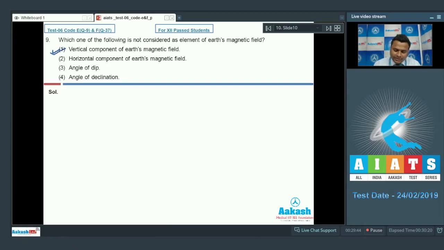So we will go with this option. Option number 2, horizontal component. Yes, this is the element of Earth's magnetic field. Option number 3, angle of dip. Yes, this is also element of Earth's magnetic field. Fourth one is also an element of Earth's magnetic field. So we can say that we will go with option number 1. Now let us proceed to the next question, that is question number 10.